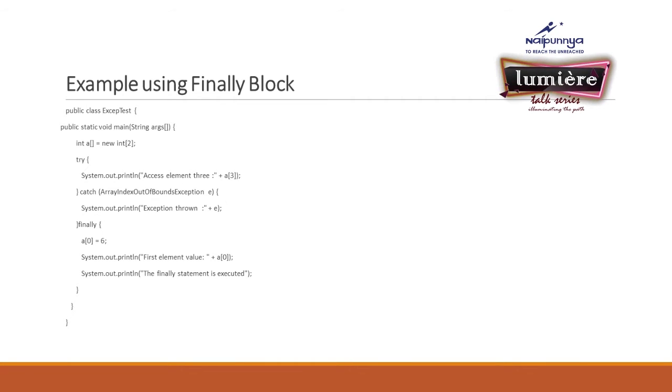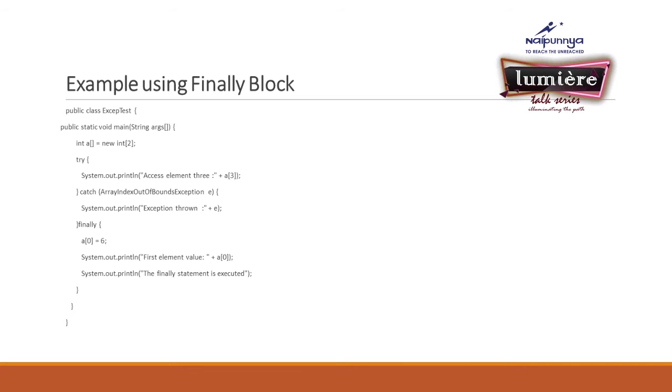Then I have the finally statement. Inside that, a[0], that is the first element of the array, is assigned 6. Then System.out.println first element value, that is a[0], will be printed. Then again System.out.println, the finally statement is executed, that particular statement will be printed. So this is an example which contains the finally block.